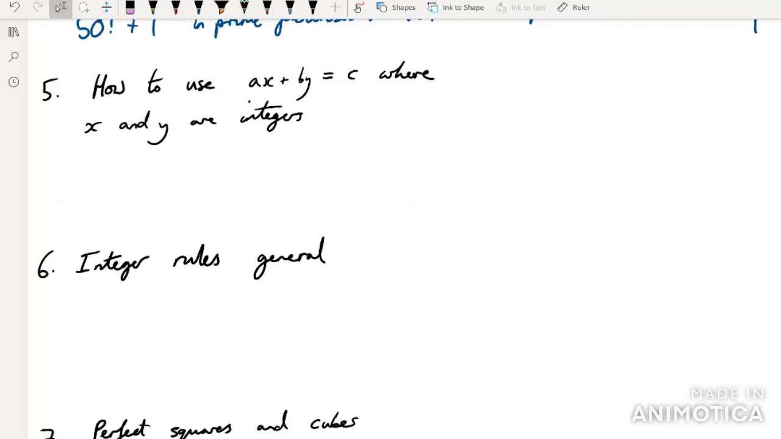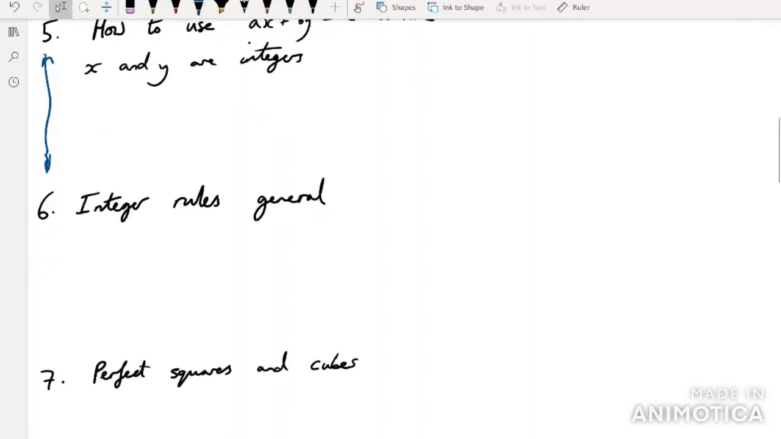Okay, so then we're going to move on to questions that look a bit like simultaneous equations, except everything involved is an integer. These two topics are going to go together. Effectively, I'm just going to talk about how you use the idea that things are integers to your advantage. So let's actually cover 6 first.